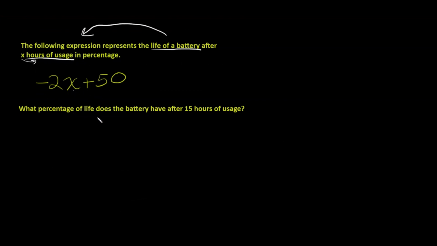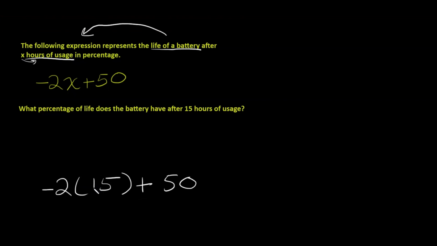And we want to know what battery life it has after 15 hours of usage. So we know x represents the hours of usage, so we're just going to plug in 15, since in this expression x is equal to 15, right? So we'll rewrite this: -2 times 15, since x represents the hours of usage and we want to know how much battery life is left after 15 hours of usage, plus 50. So we will do PEMDAS, and there's multiplication right here.